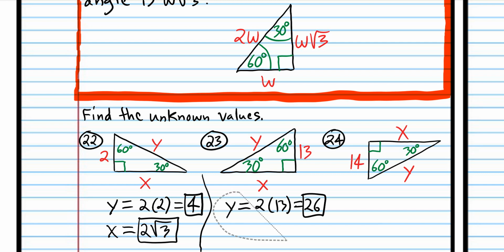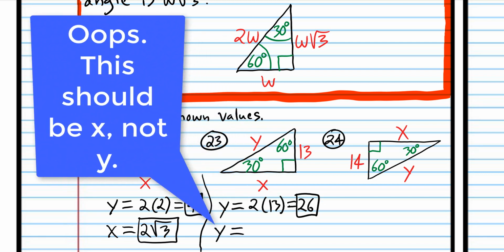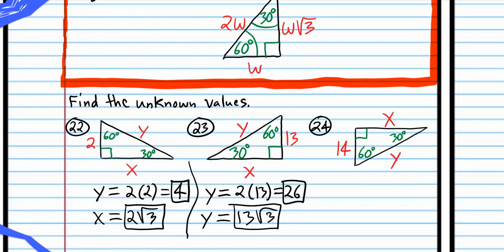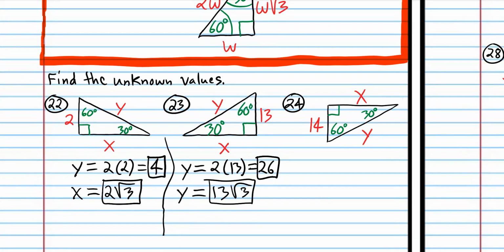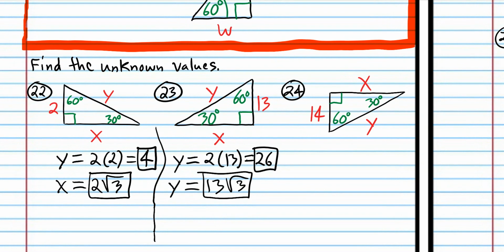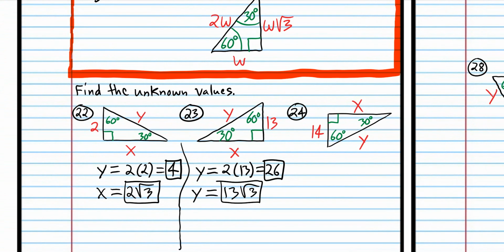So again, very simple. And the side that is opposite the 60-degree angle, x, has to be whatever W is, in this case 13, times root 3. So again, this is very easy. All right, so hopefully you've got the idea. Go ahead and try number 24.